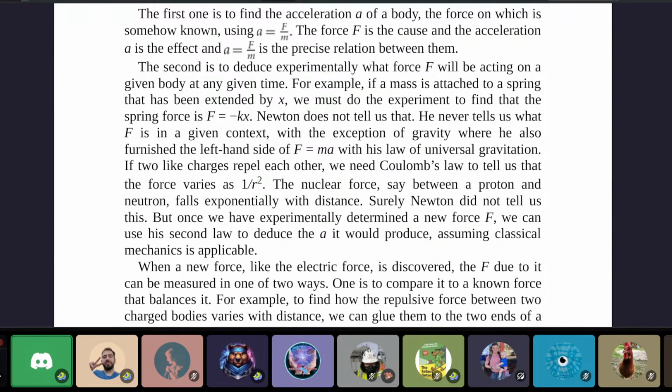Newton does not tell us that. He never tells us what F is in a given context, with the exception of gravity, where he also furnished the left-hand side of F equals ma with his law of universal gravitation.